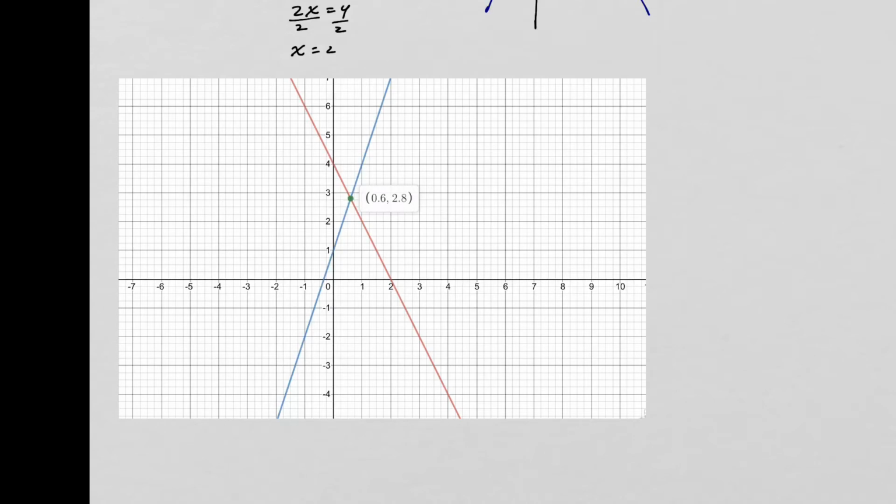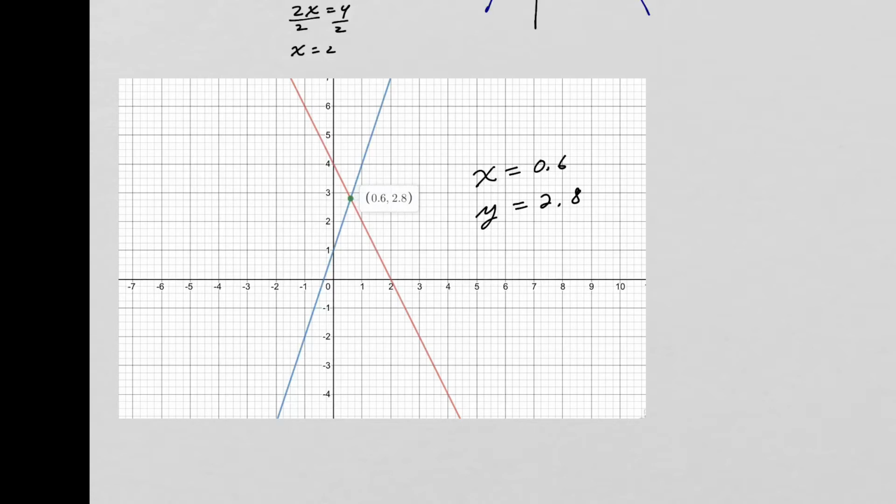So here I actually did that problem again, but using Desmos. I plotted the two lines using Desmos. And here we can see that they intersect at the point (0.6, 2.8). So x equals 0.6, y equals 2.8 is the solution to this system of equations here. So the solution again is x is equal to 0.6, y is equal to 2.8.